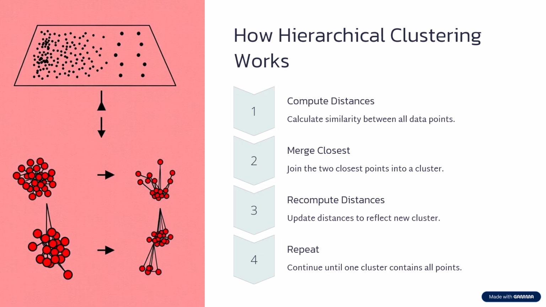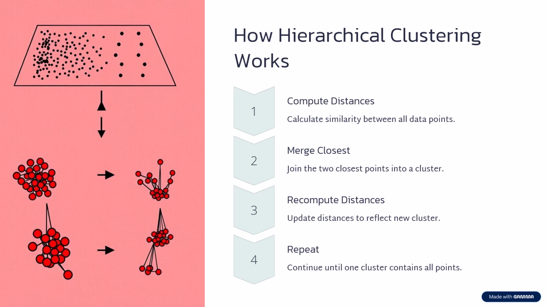Next, we see how hierarchical clustering works. Hierarchical clustering works by either merging or splitting clusters step by step to build a hierarchy of clusters. In agglomerative clustering, the bottom-up approach, it starts with each data point as its own cluster. Then it finds the two closest clusters and merges them. This process repeats, merging clusters one by one until all points are grouped into one big cluster or until one decides to stop.